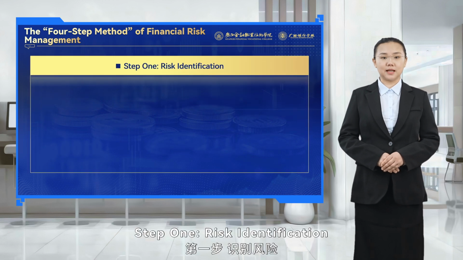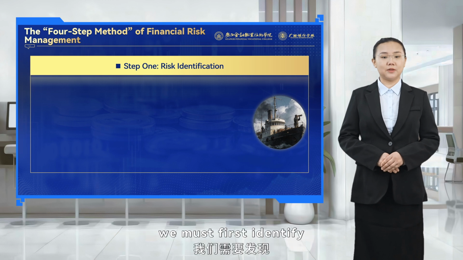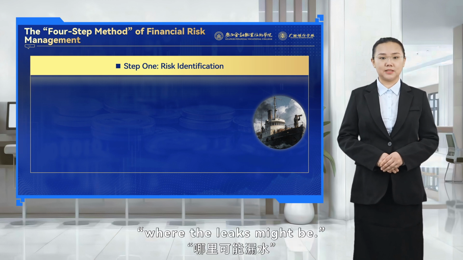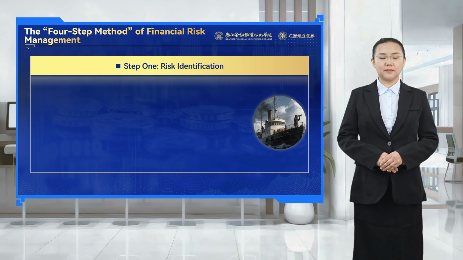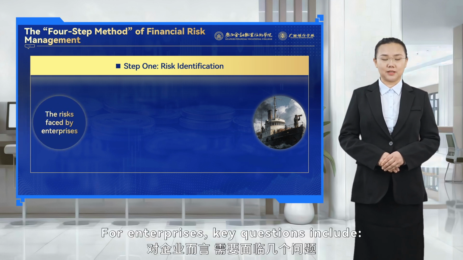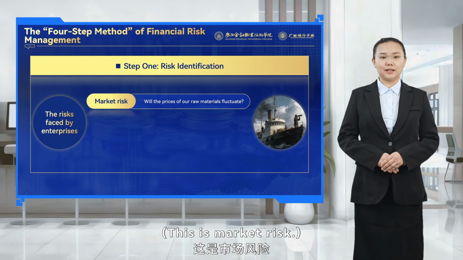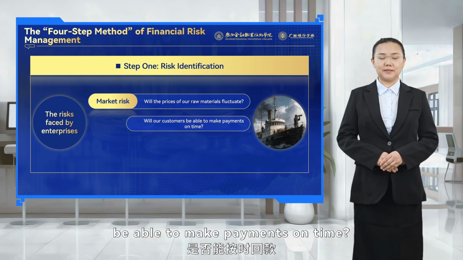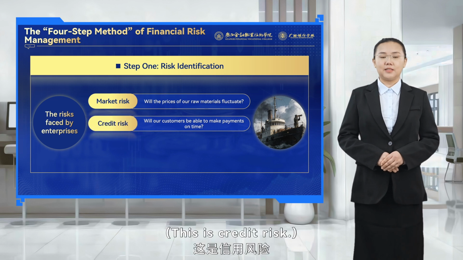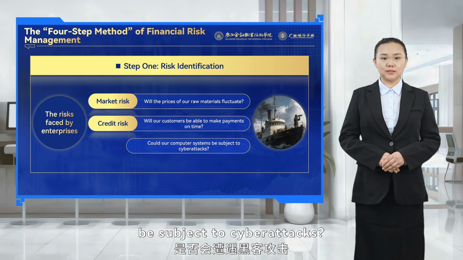Step 1. Risk identification. Just like a ship sailing at sea, we must first identify where the leaks might be. This is the foundation of risk management. For enterprises, key questions include: will the prices of our raw materials fluctuate? This is market risk. Will our customers be able to make payments on time? This is credit risk. Could our computer systems be subject to cyber attacks?